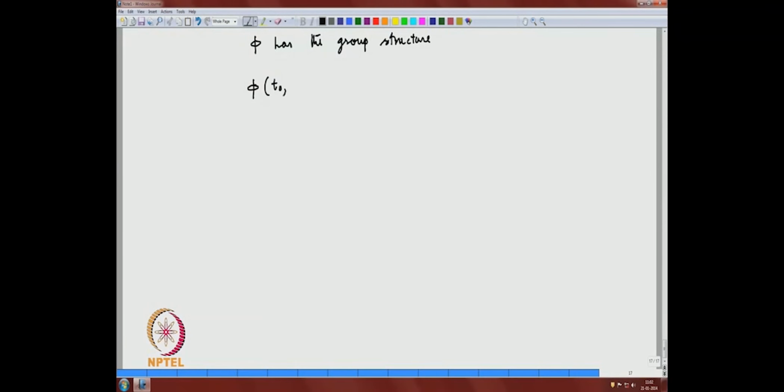So, what are the properties? You have phi t naught, this property is identity, and the other interesting property, this is the crucial property, phi t s and phi s t naught is nothing but phi of t t naught. This is the most crucial property of the semi group structure.